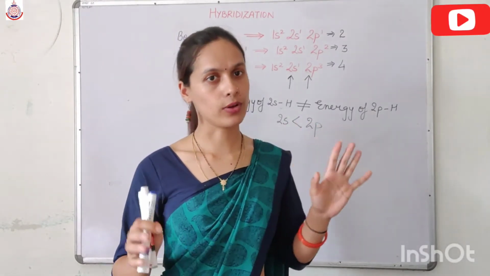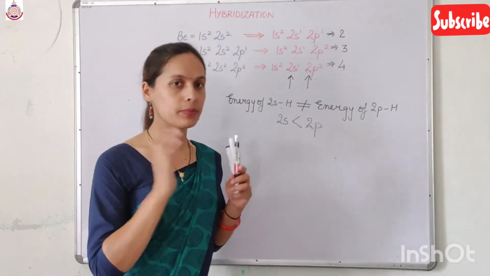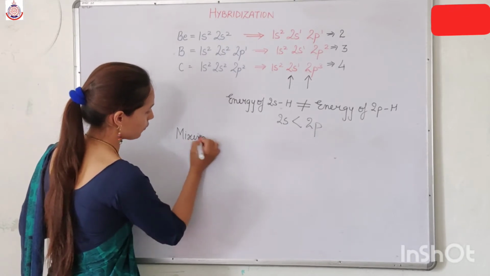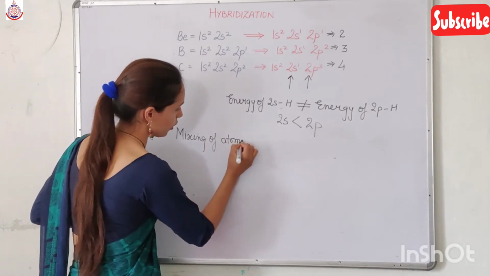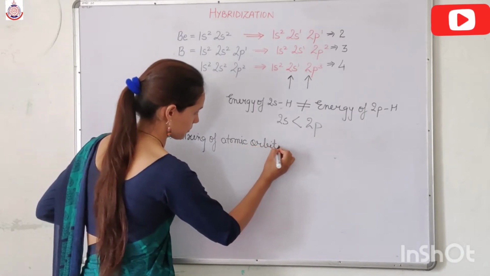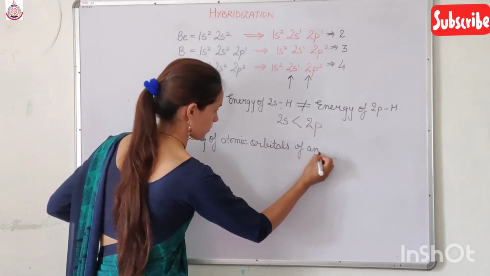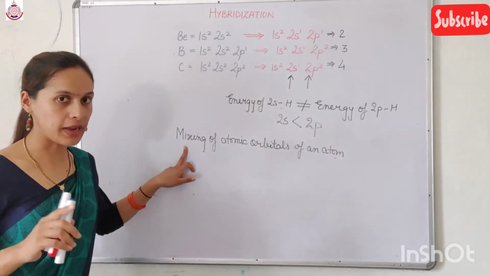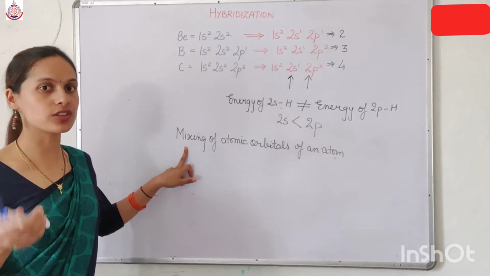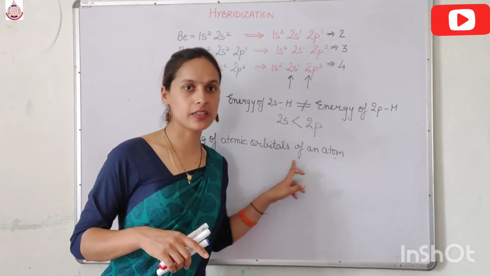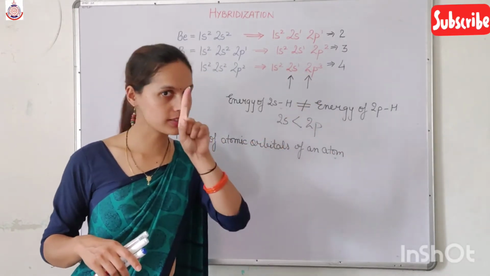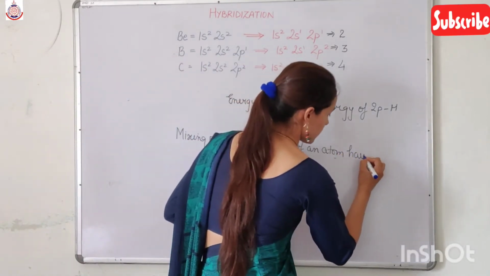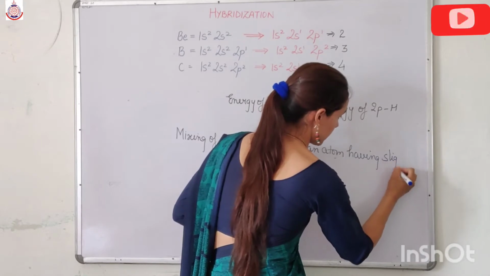Clear or not? Okay, we'll repeat again. What is hybridization? Hybridization is the mixing of atomic orbitals of an atom. First line is this. Hybridization is the process in which there is mixing of atomic orbitals of an atom. We are talking about a single atom. Atomic orbitals of an atom having slightly different energies.